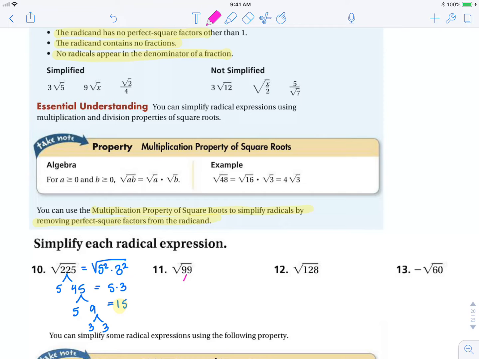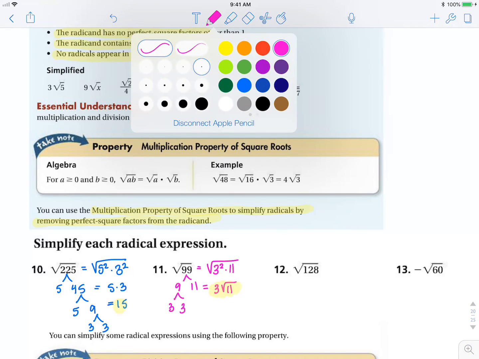Simplifying 99, I know this is 9 times 11, and this is 3 times 3. So this is 3 squared times 11. So the square root of 3 squared is 3, and what's left over in our radicand is 11. And that is our simplified radical.